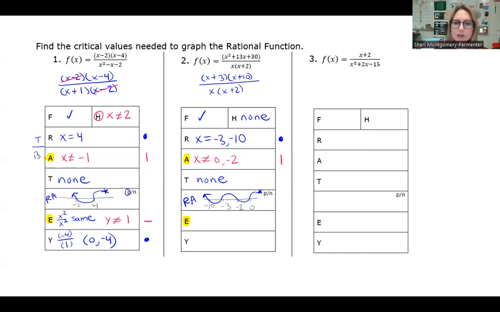The end behavior. How many x's are on the top? 2. How many are on the bottom? 2. So the situation we have is 2 on top and 2 on the bottom. They are the same. What happens when they are the same? Y is going to be equal to 1. That's going to be your horizontal asymptote.